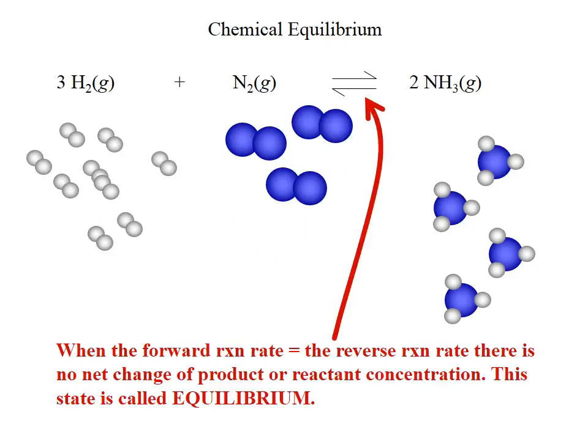When they become equal, that is a state called equilibrium. So when the forward reaction rate equals the reverse reaction rate, there is no net change in any of the reaction component concentrations. The concentration of hydrogen and nitrogen and ammonia will remain constant. That state is called equilibrium, and we use that new arrow like you see there. We're going to talk about the arrow in a minute.